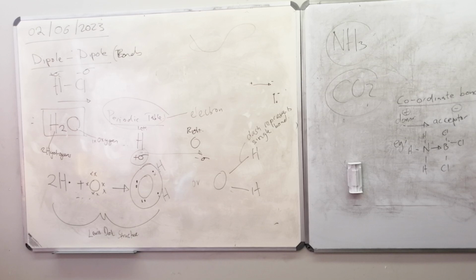Other examples of compounds containing coordinate bonds are carbon monoxide, CO. You all know what carbon monoxide is. Remember, we get CO2 and CO3. This is carbon monoxide. This is carbon dioxide.